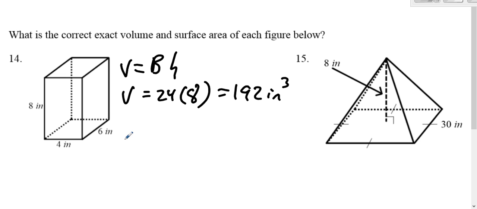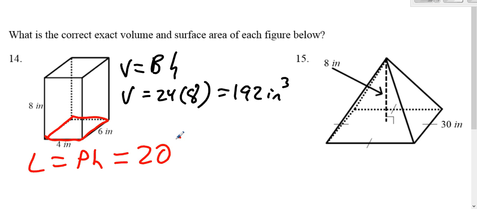For the surface area, we're going to start by finding the lateral area. And to get the lateral area, you do perimeter times height. So we need the perimeter, 4 plus 6 plus 4 plus 6. So the perimeter is 20 times the height is 8.